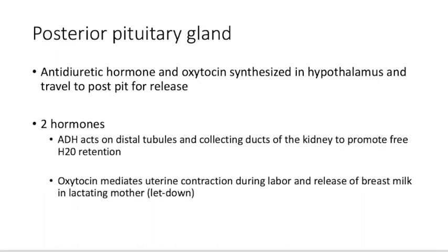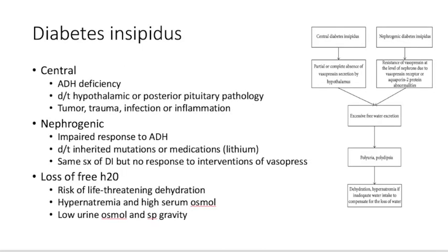When we look at the posterior pituitary gland, we're looking at antidiuretic hormone and oxytocin, again synthesized in the hypothalamus by those neurosecretory cells, traveling to the posterior pituitary for release. So the ADH acts on those distal tubules and collecting ducts of the kidney to promote free water retention, anti-diuresis. Oxytocin is going to mediate uterine contraction during labor and release of breast milk in the lactating mother, the letdown. So diabetes insipidus would be related to antidiuretic hormone, and that's when the AVP secretion fails, leading to inability to resorb water and sodium and produce concentrated urine.